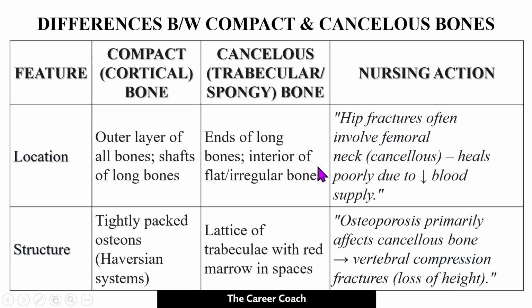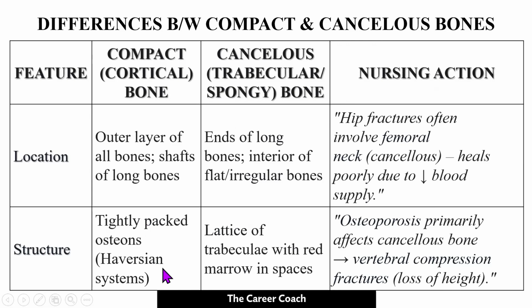How does this apply to nursing? It is applied in hip fracture. Hip fracture often involves the femoral neck, which is also a cancellous bone. One thing you should note is that if there is a fracture at the femoral neck, it will heal poorly due to reduced blood supply. With regards to structure, compact bones are tightly packed.